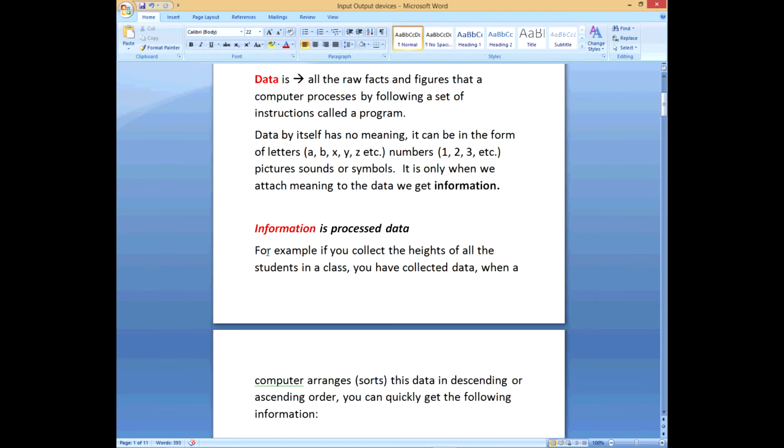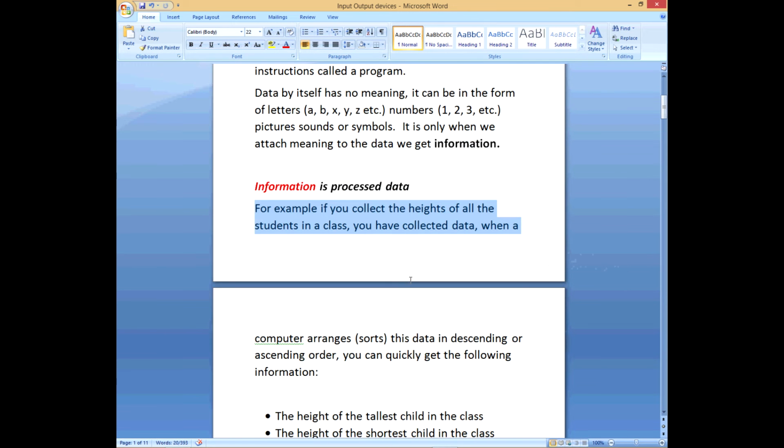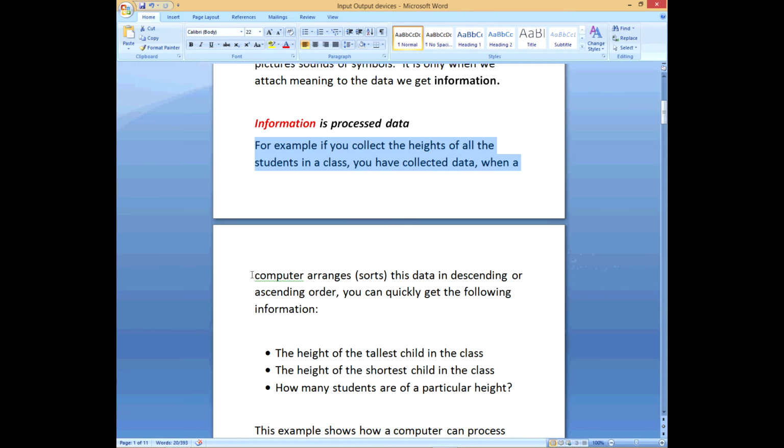Moving on. Let's look at an example now. For example, if you collect the heights of all the students in the class, you have collected data. When a computer arranges, sorts, another word for arranges is sorts, this data in descending. Descending means when the data is arranged from A to Z, and ascending means when it is arranged from Z to A.